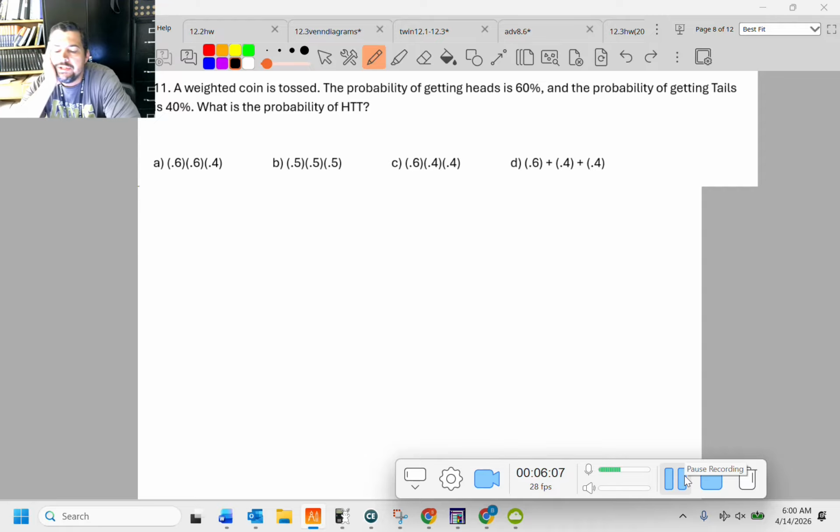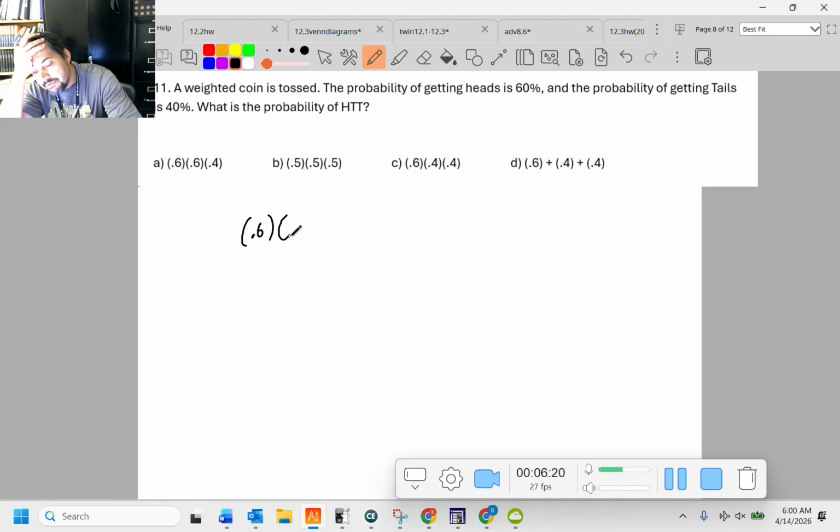A weighted coin is tossed. The probability of getting heads is 60%. The probability of getting tails is 40%. What is the probability of head, tail, tail? So the probability of getting a heads would be 60%, which is 0.6. And then I get a tail, which is 0.4. And then I get another tail, which is another 0.4. Choice C, kids.